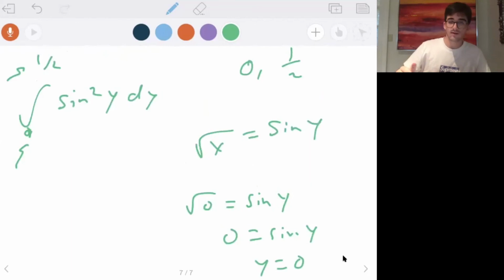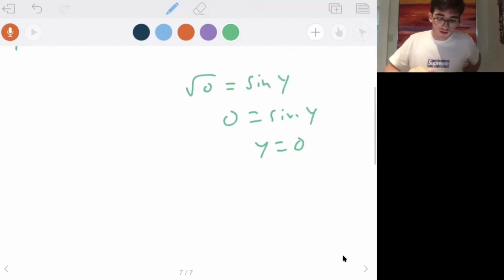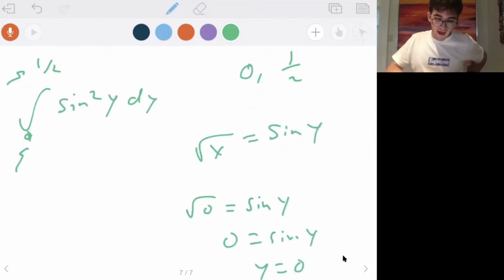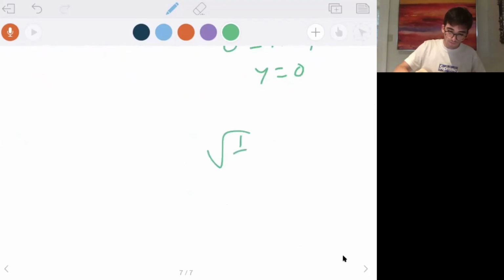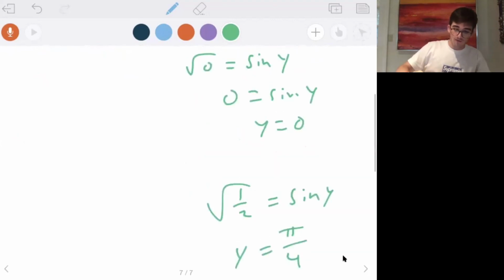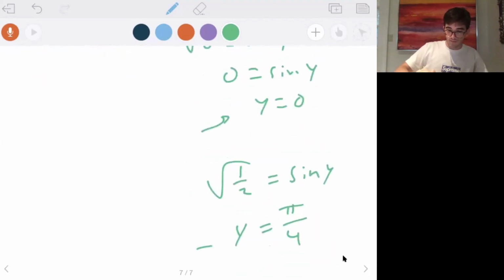That's 0. That's nice that it doesn't change. Now let's do the upper bound. The upper bound is 1/2. So square root of 1/2 equals sine y. Well, if you remember from trigonometry, that's just when y equals pi over 4 radians. All right, so we have our lower bound is 0 and our upper bound is pi over 4.